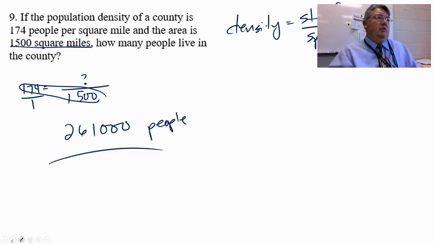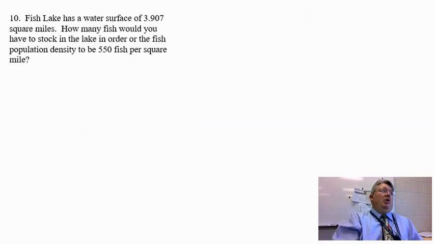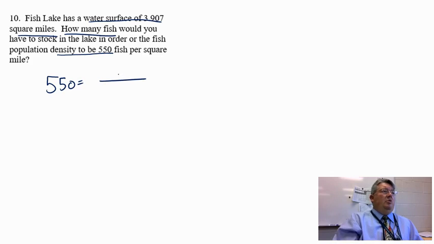261,000 people. Cool. 10. Fish Lake has a water surface of this many square miles. So that's an area. How many fish would you have to stock in the lake in order for the fish population density to be 550? So again, density equals the amount of stuff. So how many fish? I'm going to call that F. I don't know that. And the area is 3,907.